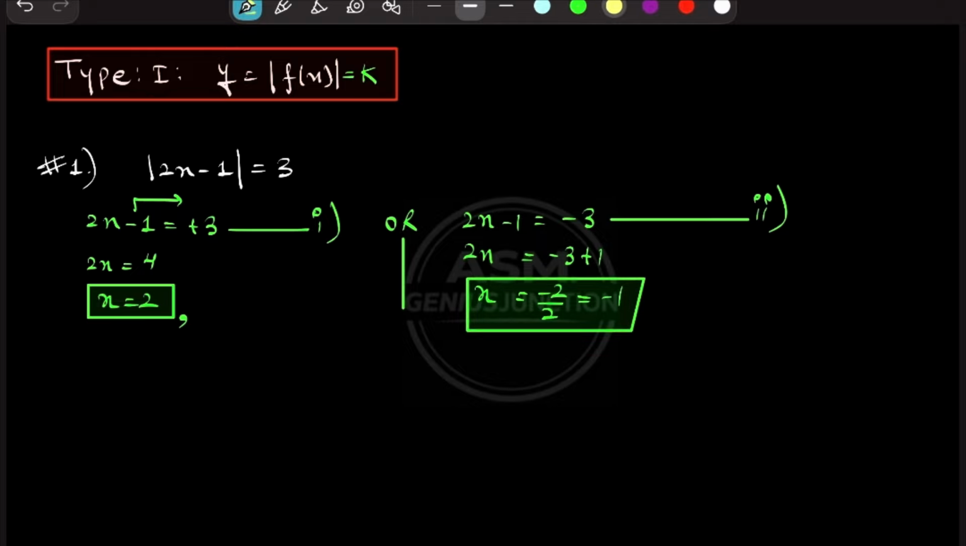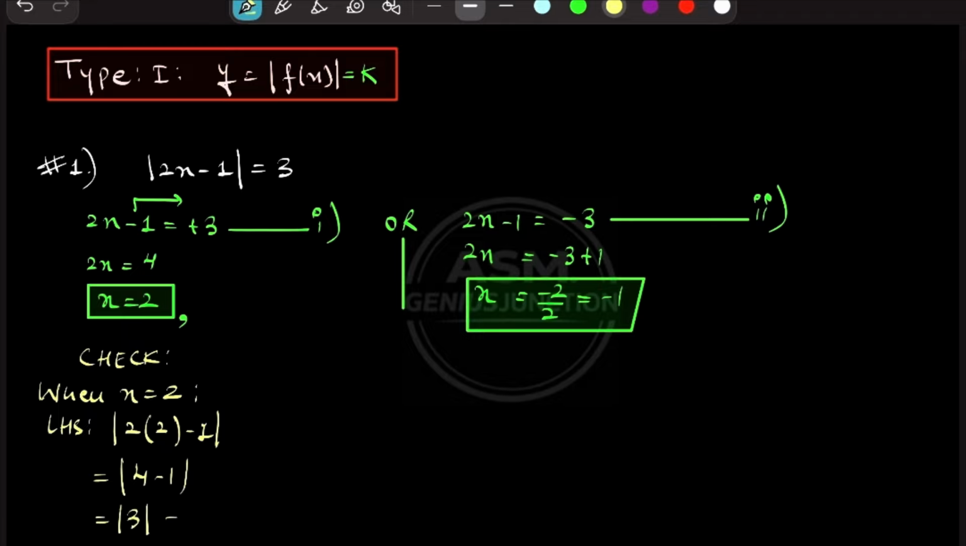Now comes the important part. We always check the answers which we get after solving modulus equations. So I will write: when x is 2, your LHS becomes mod of 2 times 2 minus 1. This gives you mod of 4 minus 1, which gives you mod of 3. That is actually 3, which is actually the RHS. So yes, x equals 2 is satisfying the modulus equation.